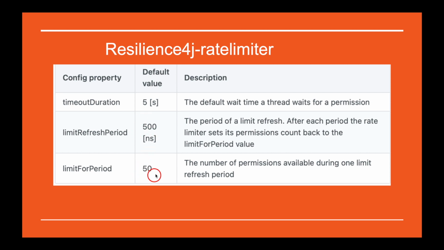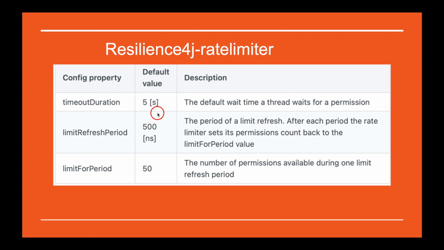If you want to define 10 requests, you can define 10 requests here, and if you define 5 seconds, then within 5 seconds it will allow 10 requests to reach that service. After that it will reject the requests. The timeout duration is 5 seconds here, the default wait time a thread waits for the permission. Basically it will take a delay of 5 seconds here.